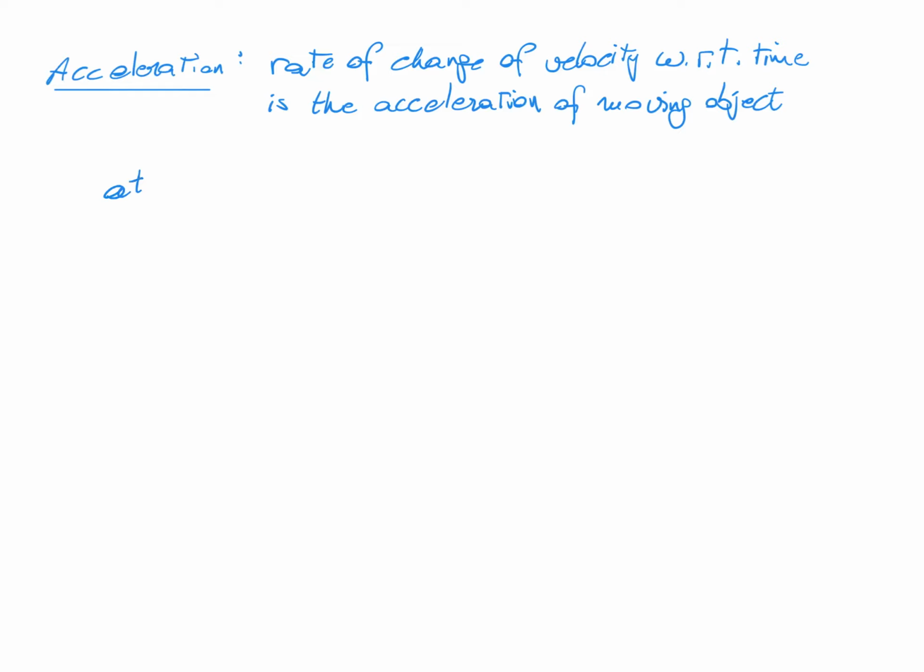So at time t, the acceleration a of t is the derivative of the velocity, so it's v prime of t, also written as dv dt, or it is the second derivative of x, so d squared x dt squared. And then the acceleration is measured in meters per second squared. So it is the second derivative of the position x, and also here we can look at the sign.